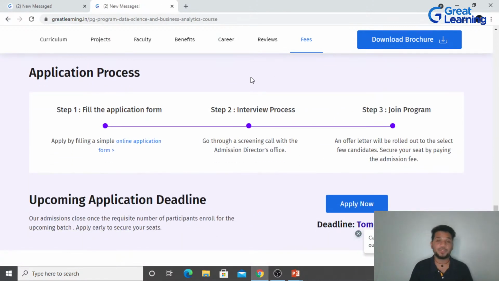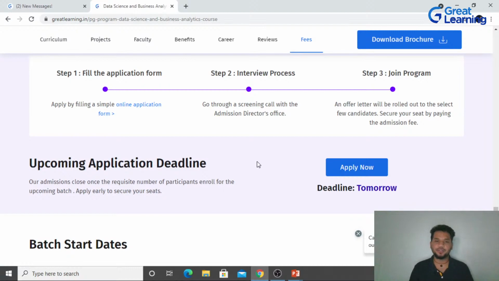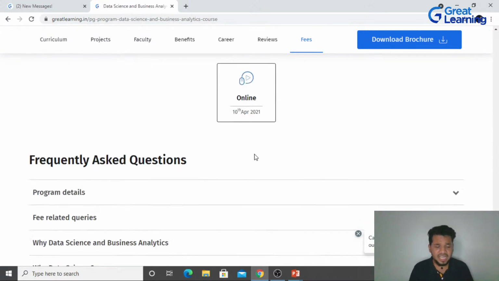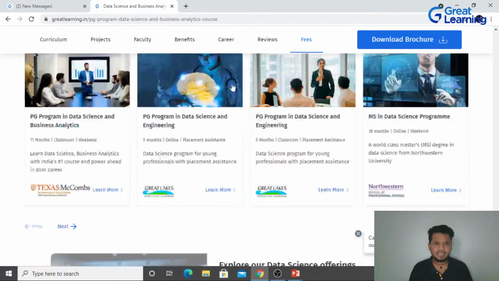There's an application process that you have to follow to make sure that you are enrolling yourself into the course. There's a frequently asked question section as well.